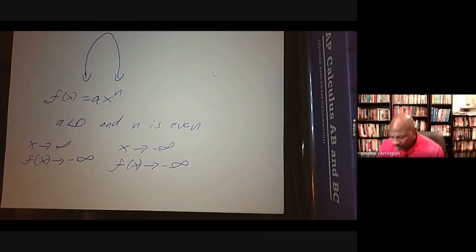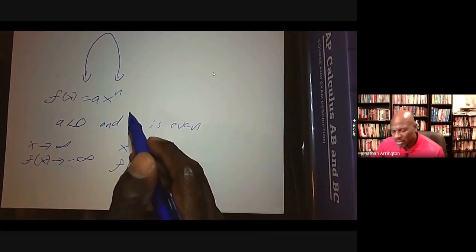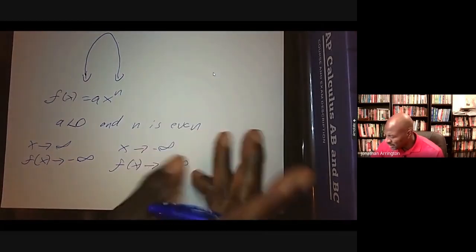So the highest exponent is going to be one of two things. It's either going to be even or it's going to be odd. And its coefficient is either going to be positive or it's going to be negative. So we looked at both cases when the exponent is even. So now let's look at both cases when the exponent is odd.